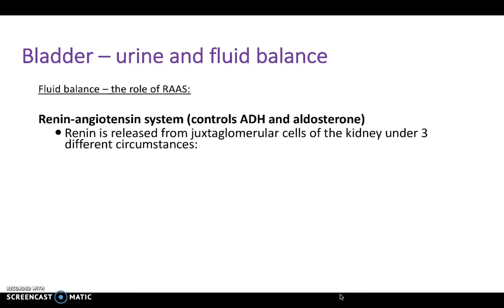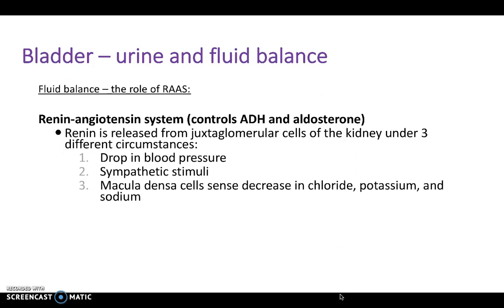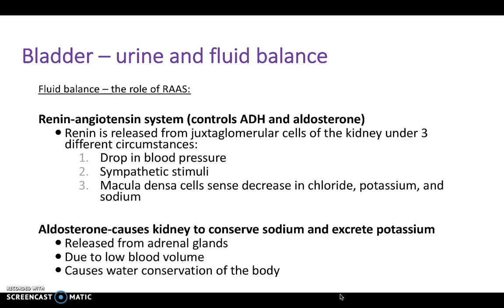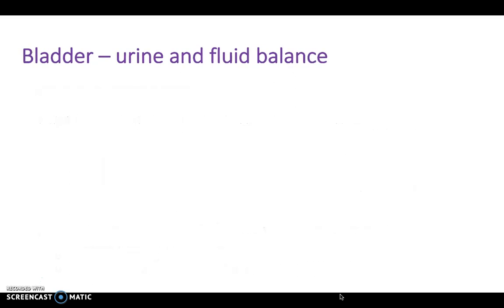So the renin-angiotensin system is really important. Renin is released, as we've already said, from the juxtaglomerular cells in the kidneys due to three things. Firstly, a drop in blood pressure. Secondly, due to sympathetic stimuli. And thirdly, due to macula densa cells sensing a decrease in chloride, potassium and sodium in the blood. The aldosterone causes the kidney to conserve sodium and excrete potassium. So aldosterone is released from the adrenal glands due to low blood volume, and it causes water conservation of the body due to increased reabsorption of sodium.